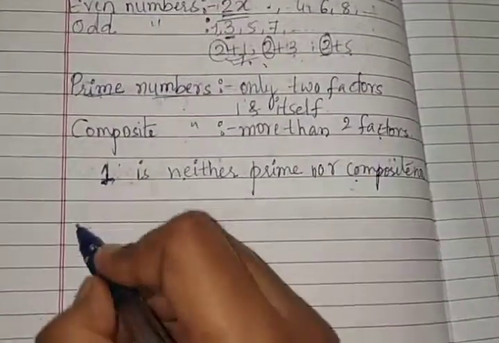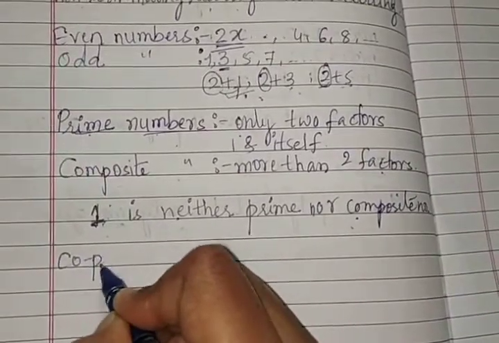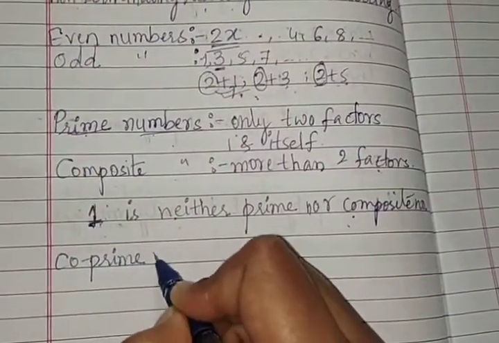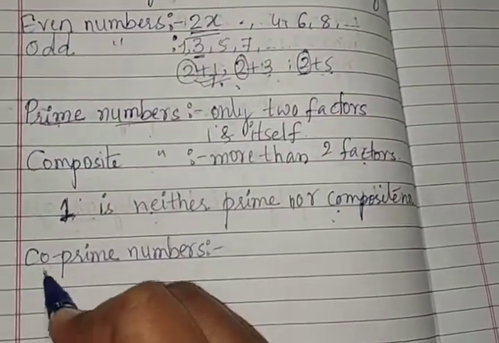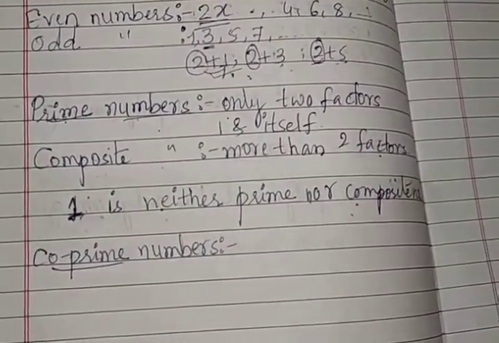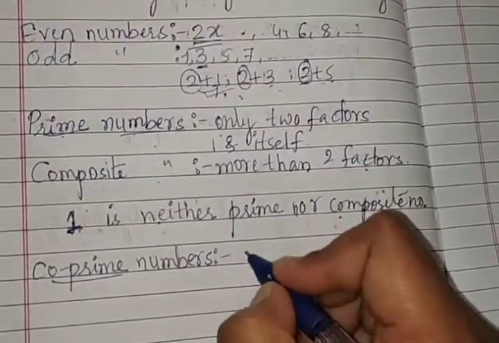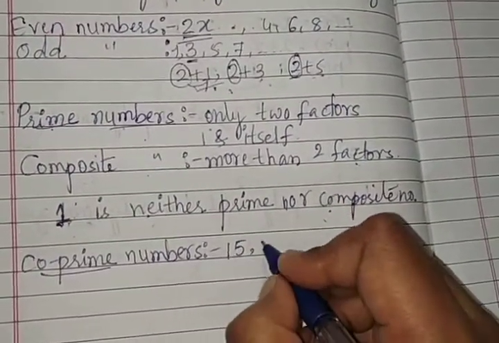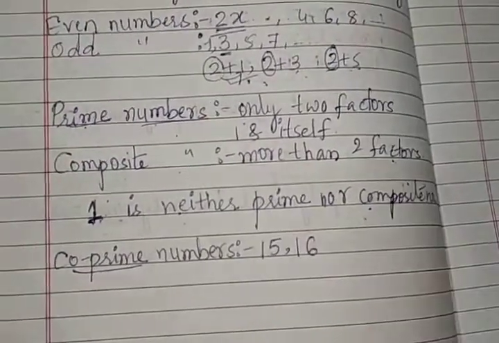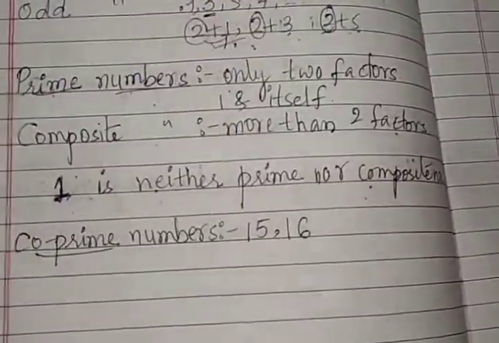Okay, now let us see what co-prime numbers are. Don't have the confusion that co-prime numbers means two prime numbers. No, it's not like that. Here we see that 15 is not a prime number, and I am taking another number, 16. Okay, now 15 and 16.